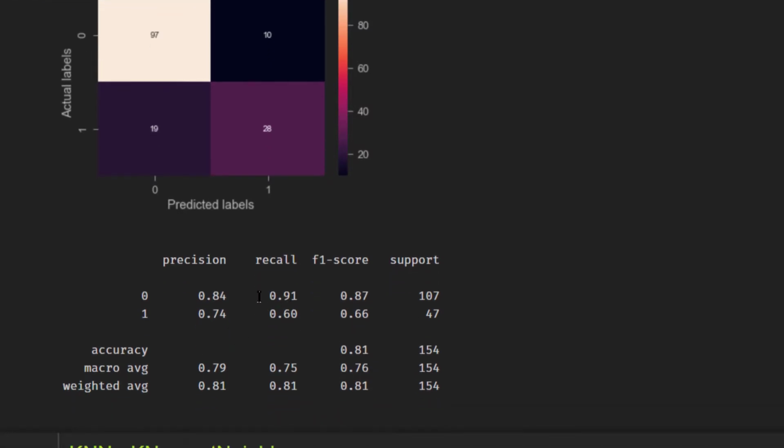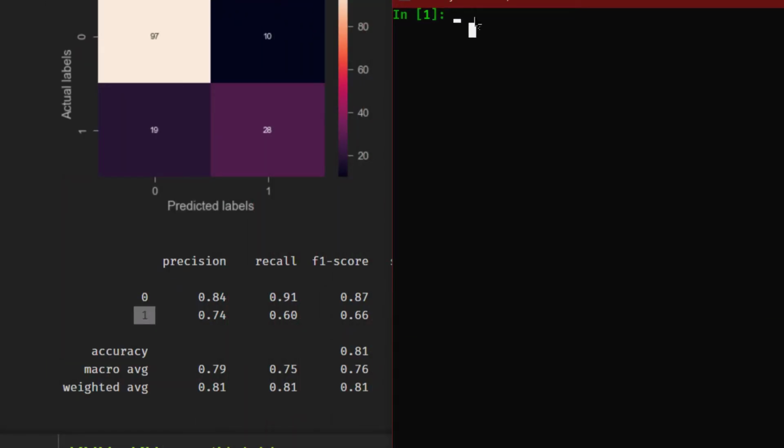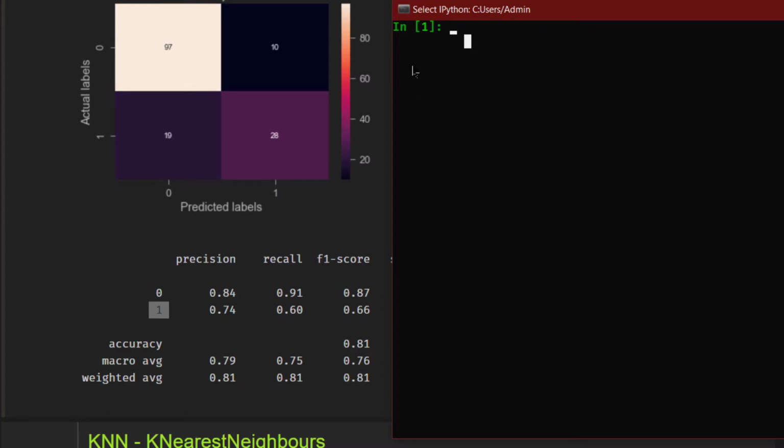Now coming to the formal definition: precision for a particular class, for example class 1, or the precision for a person being diabetic, is out of all the predicted values for that class, how many of them were true. Let me repeat myself. Let me open my Python shell so that I can show you the calculation. What is the precision for a class? Out of the total predicted values for that class. For 1, the total predicted values were 28 plus 10, right? How many of those were correct?